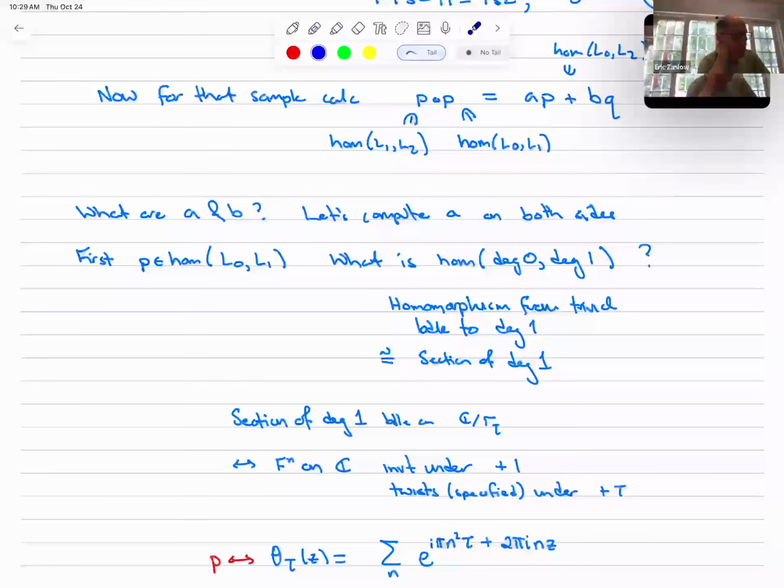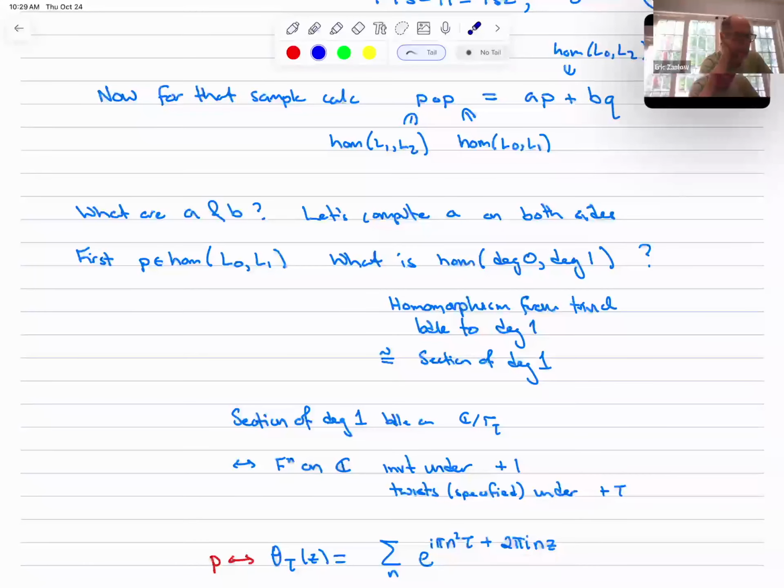Maybe a comment. You can see invariance under z goes to z plus 1 immediately. Under z goes to z plus tau, it's a little more complicated. But it's not invariant under z goes to z plus tau. And that tells you it's not a section of a trivial line bundle, but a section of a line bundle that's non-trivial. It has some sort of twist. In fact, it's a family of sections. It's one for every tau, because you have tau dependence. So this is true in families over all tau.